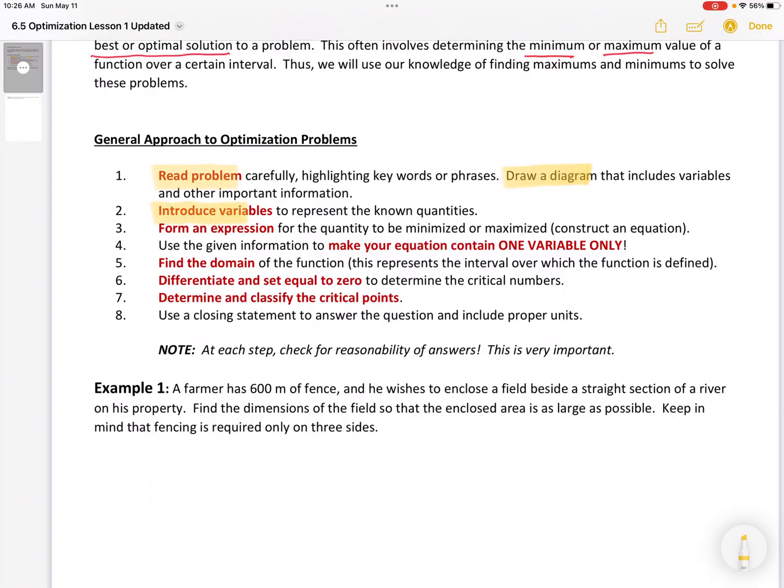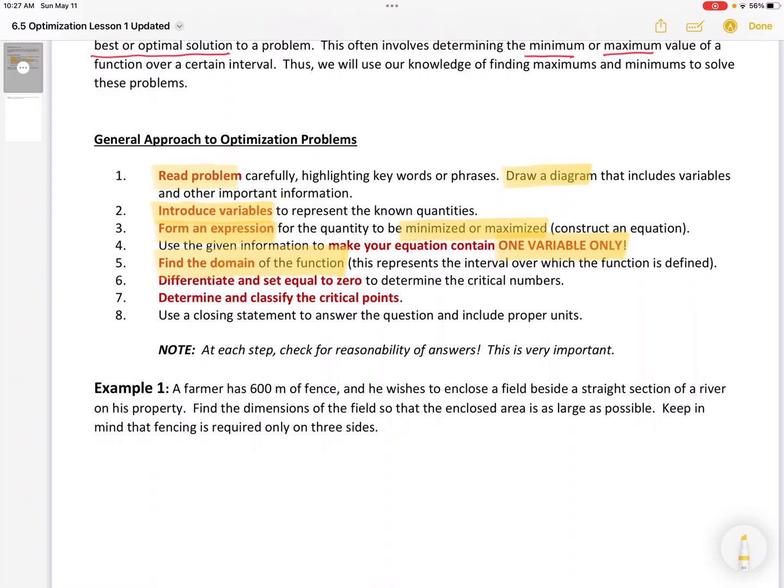We want to introduce our variables, so stating those let statements: let x represent something, let y represent something else. We want to form an expression for the quantity to be minimized or maximized. So I'm looking at coming up with an expression where I can find maximum and minimum values. I'm going to make an equation with one variable only. Usually we get given information to build an equation, something that has a left side and a right side. I find the domain of the function. So maybe we have some restrictions on time or space.